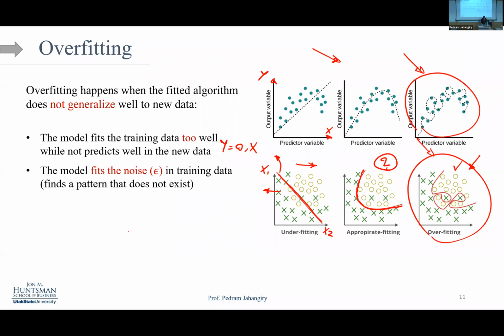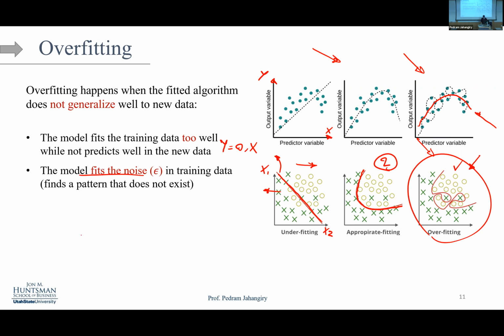Now, how else can we say that? So the model fits the noise, that epsilon in the training data, right? So it finds a pattern that does not exist. So maybe the true pattern was not that. Do you agree that this is noise? The true pattern in the data may be something like this. This is more like, well, I have to bend it. To me, this looks more like a true pattern. The rest is noise, right? So overfitting means that you're fitting the noise, not the data.